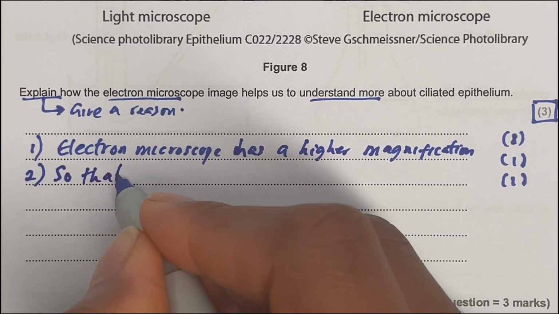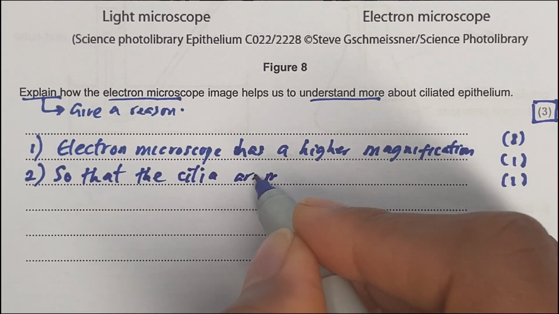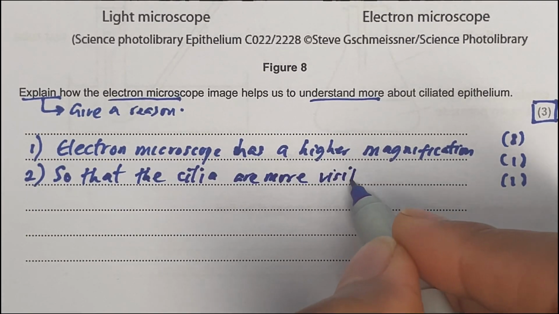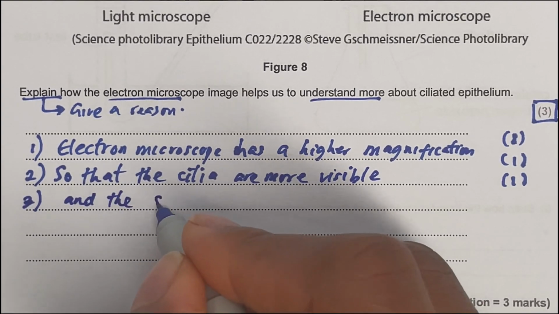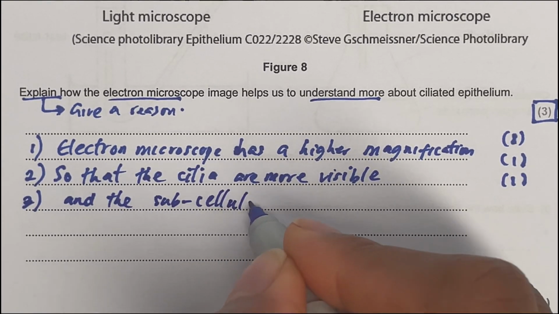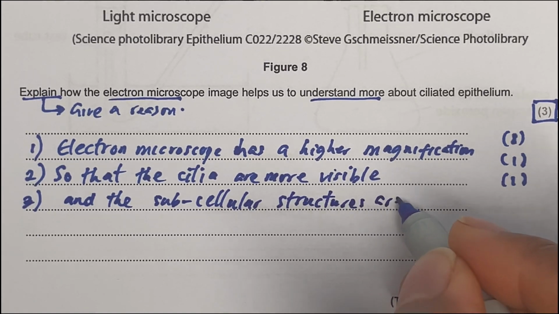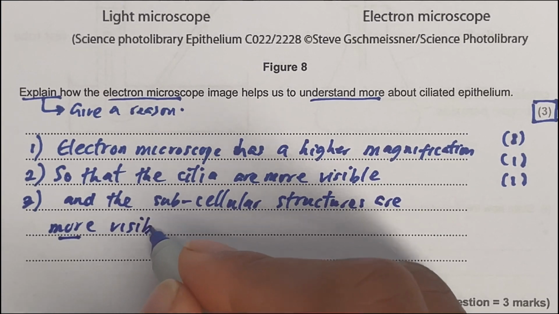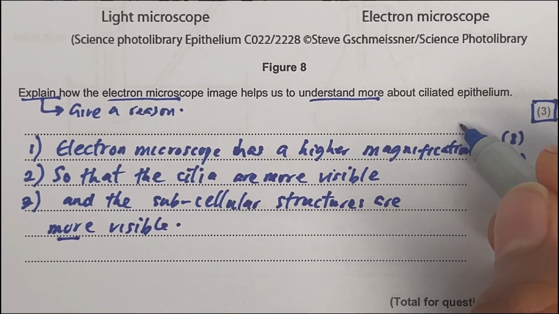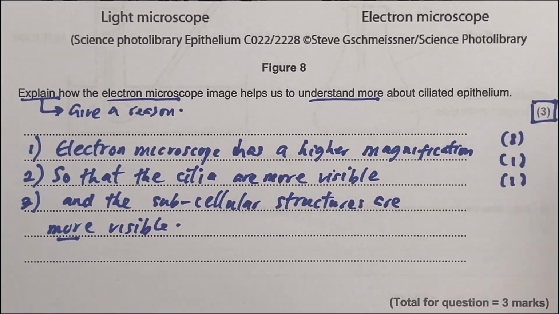So that the cilia are more visible. Another reason could be that the subcellular structures are more visible. Okay, more visible. I have a point that gets me 1 mark, and I have 2 reasons for that point. That gets me my complete 3 marks.